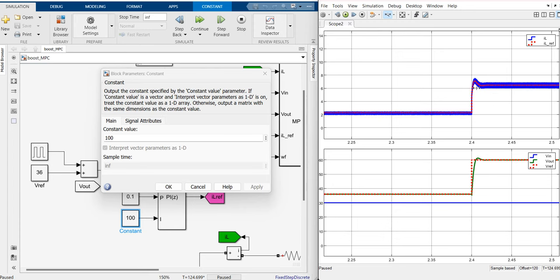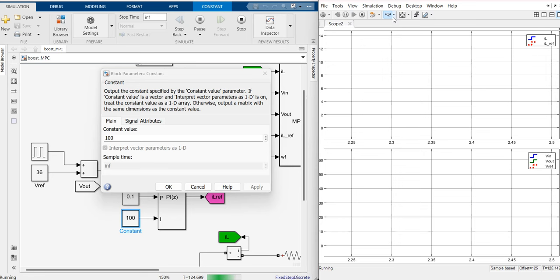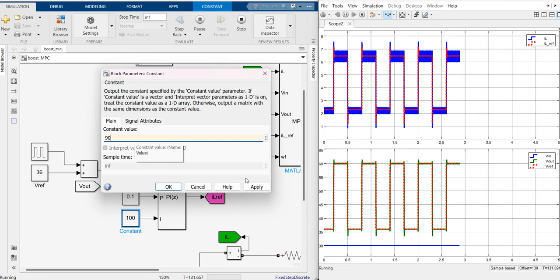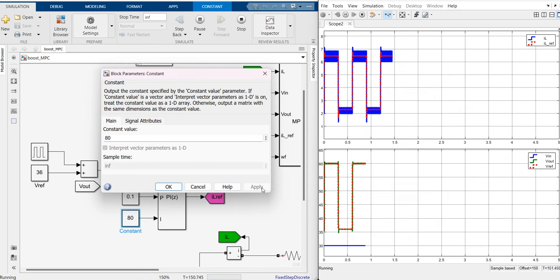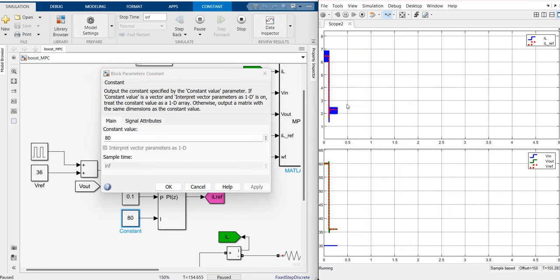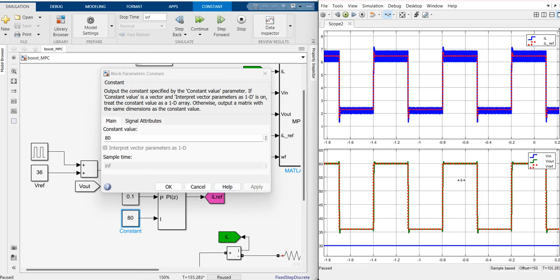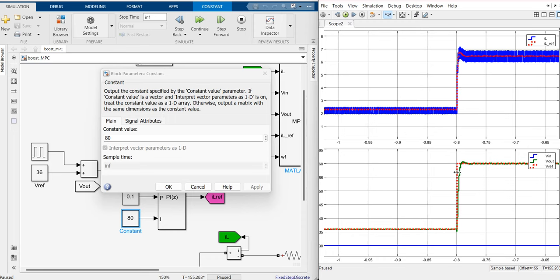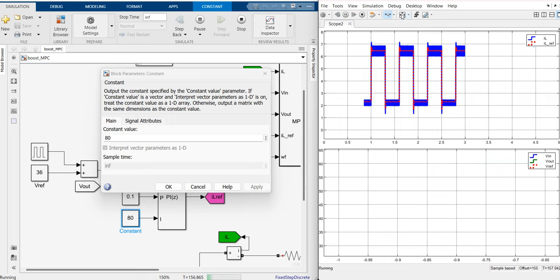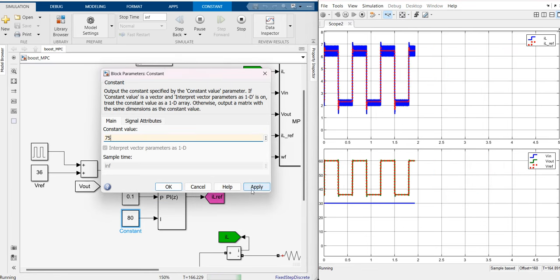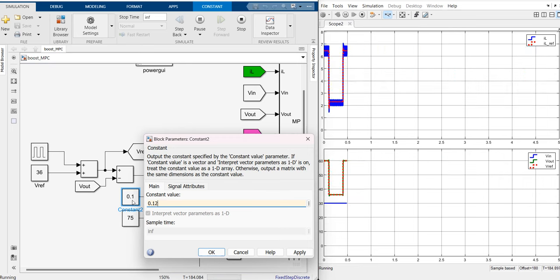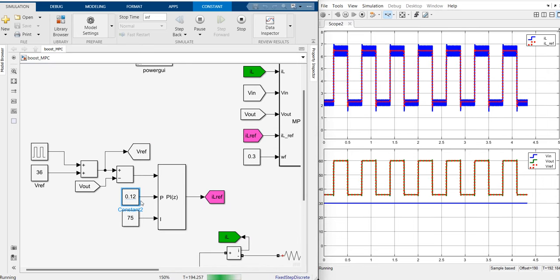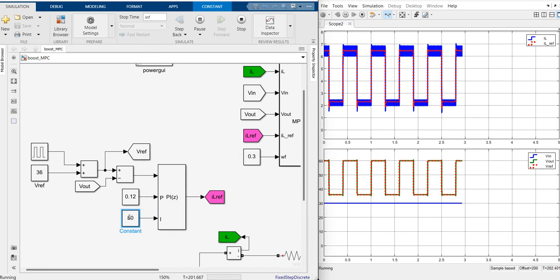There is an overshoot in both the inductor current and also in the output voltage. So we can slightly reduce the value. We can try 90. Still we have overshoot. Okay. We have small. I think this is good, but we can reduce it. Okay, and we can slightly increase it. Yes, and I will try 80 again.